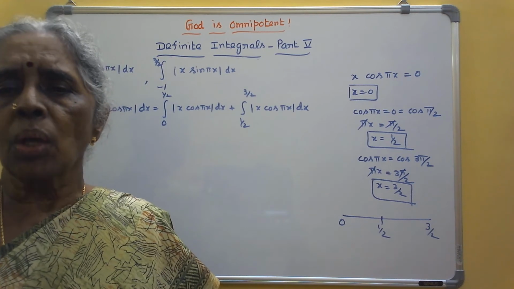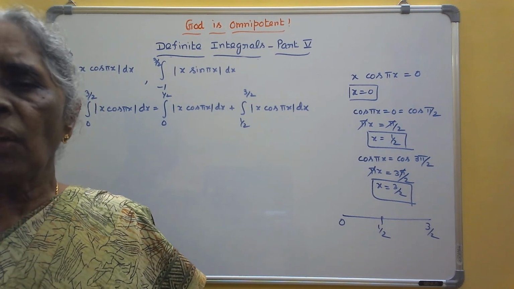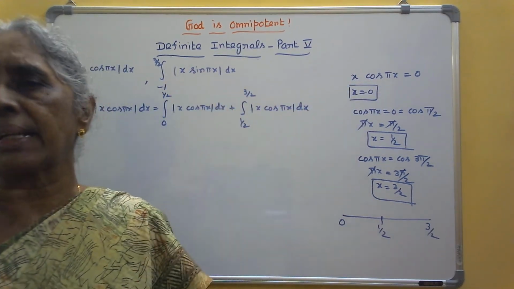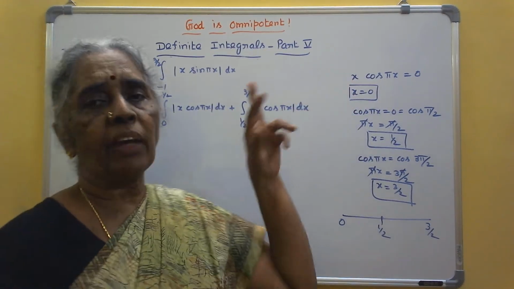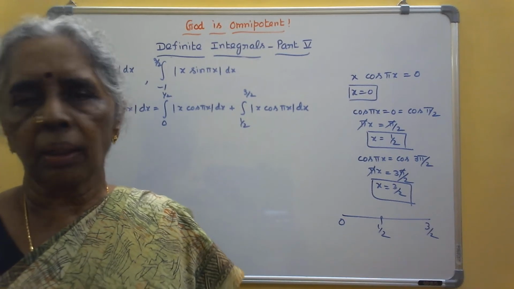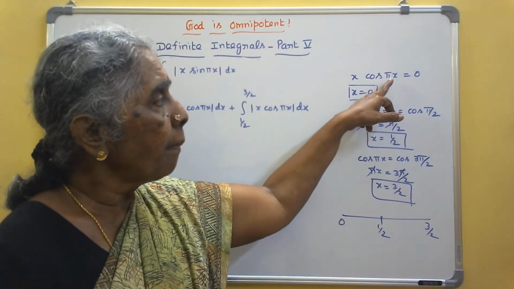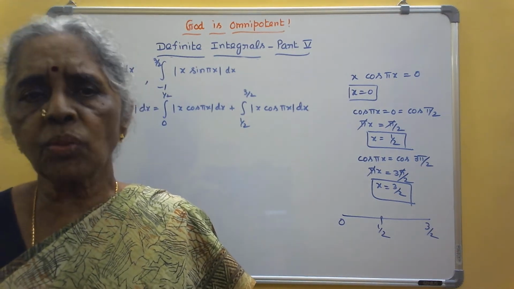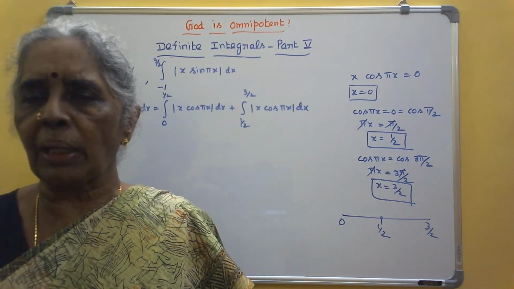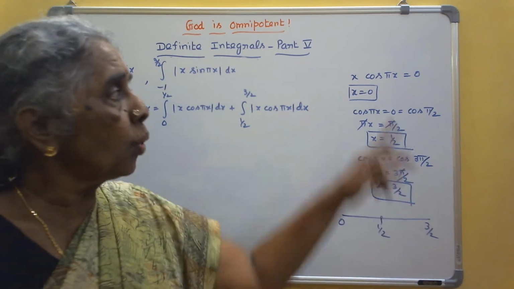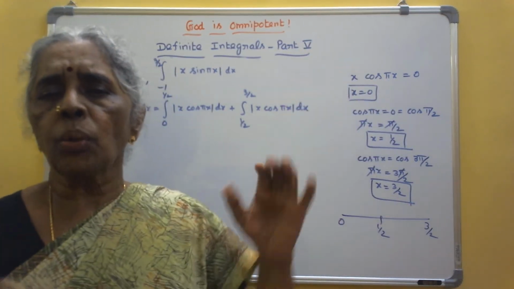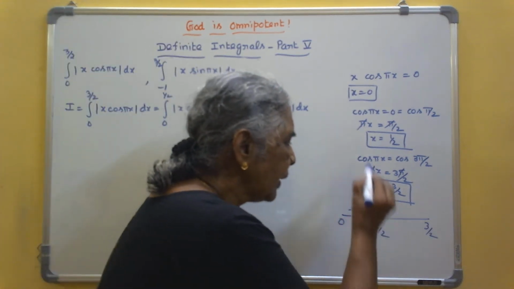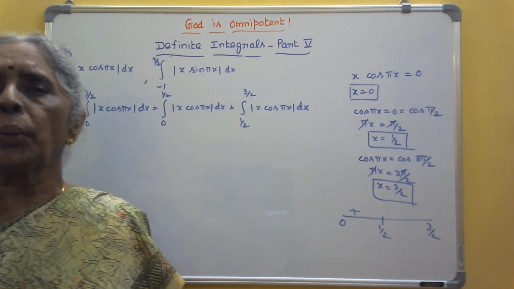I can choose 1 by 4 then. If I take 1 by 4, what will happen to x cos pi x? Let us see. X is 1 by 4, so that is positive. Then cos pi into 1 by 4, that is cos pi by 4. That is also positive because pi by 4 belongs to first quadrant. So positive into positive. So the product x cos pi x is positive in this interval 0 to half.